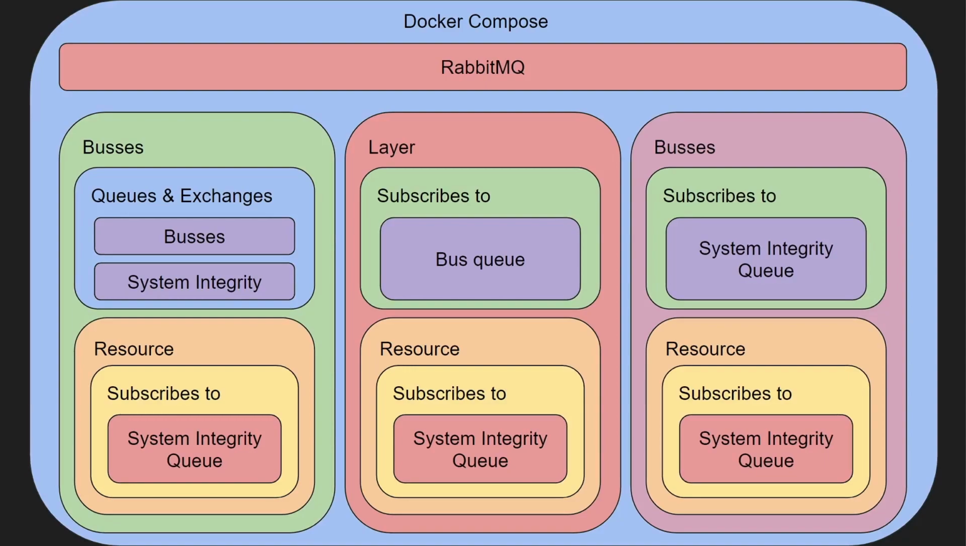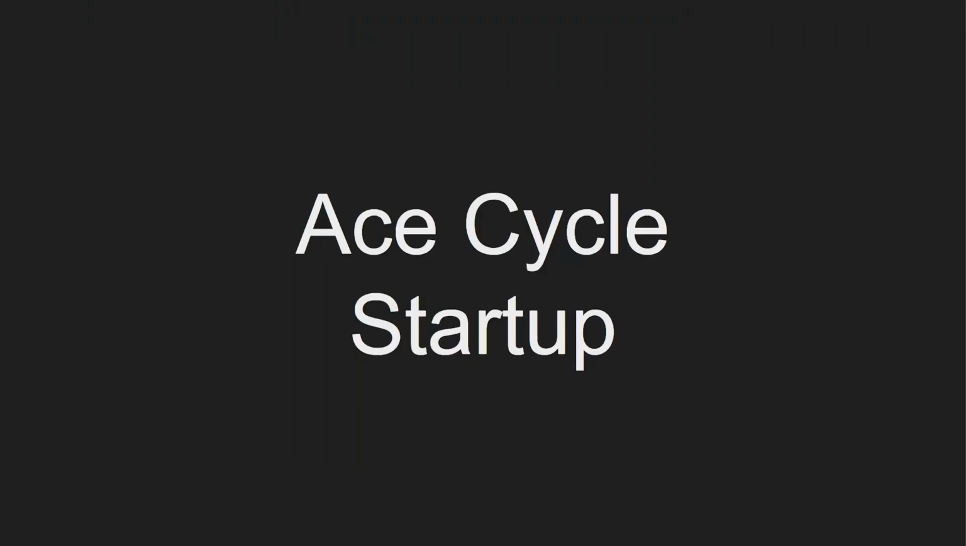Moving on to how the ACE cycle is started, once all of the layers and modules have been established and all the checks have been passed, the system integrity module fires off a message to the system integrity queue that the top aspirational layer is subscribed to.